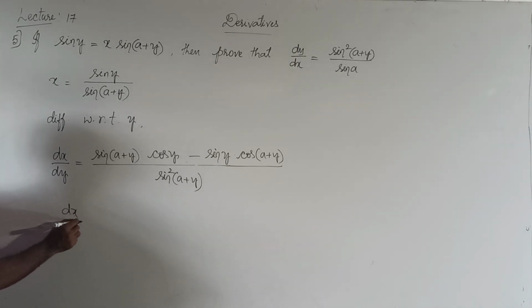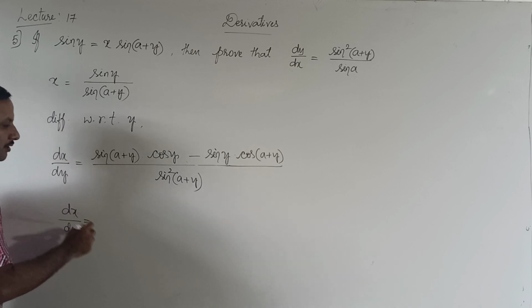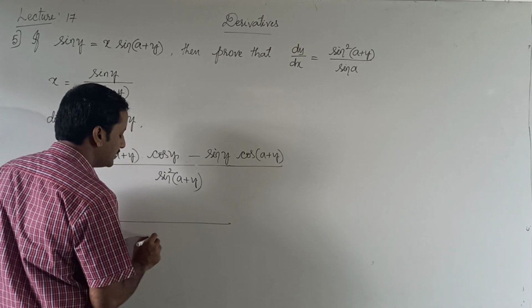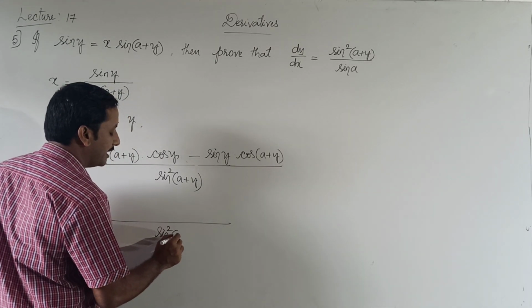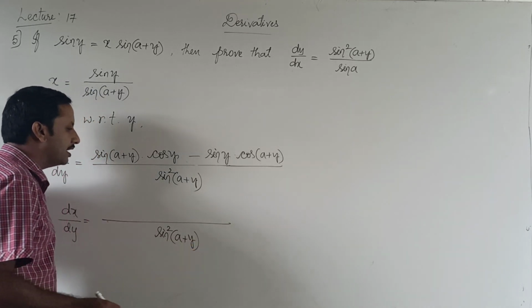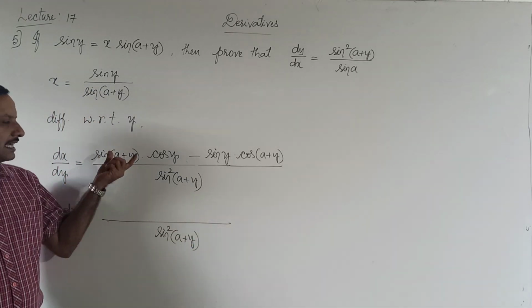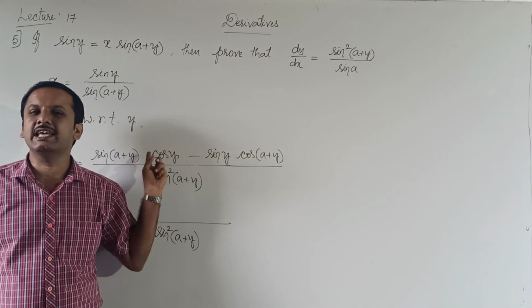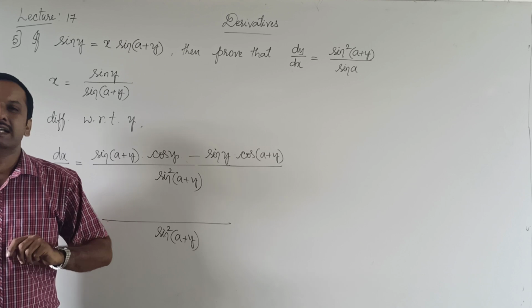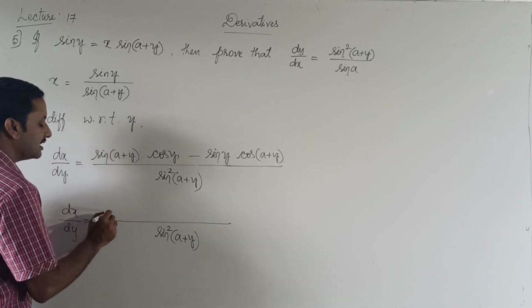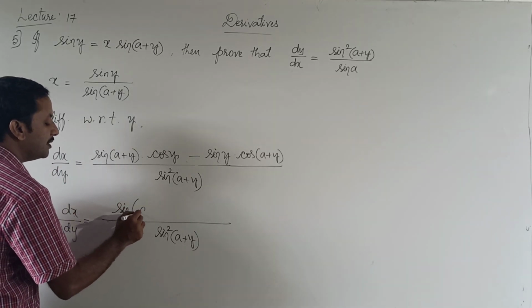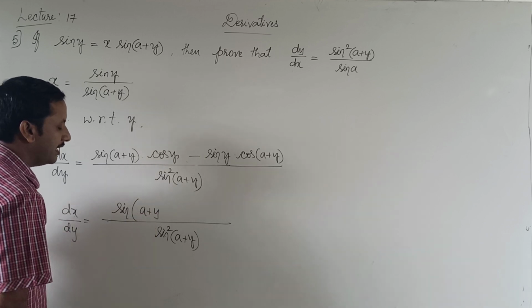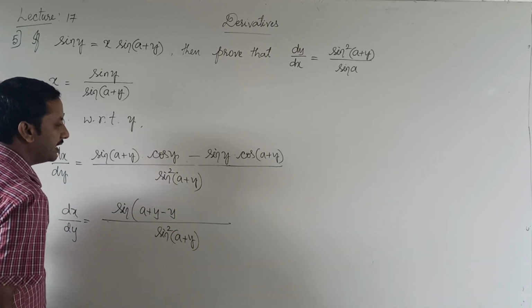So then dx by dy is equal to, in the denominator, sin square a plus y. In the numerator, look at the numerator. This looks like sin a cos b minus cos a sin b. Sin a cos b minus cos a sin b is equal to sin a minus b. Sin a minus b means in place of a we have a plus y, minus b that is y.